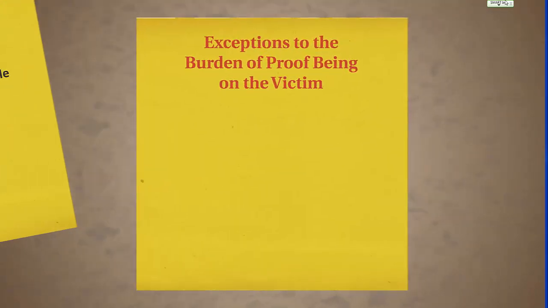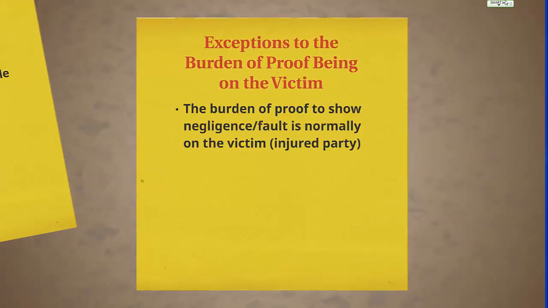Exceptions to the burden of proof being on the victim. Normally, the burden of proof to show negligence and fault, or duty, a breach of duty, actual damages and proximate cause, is on the victim. They must show all of these things in order to make a claim against the defendant. But there are some exceptions. The first is res ipsa loquitur.